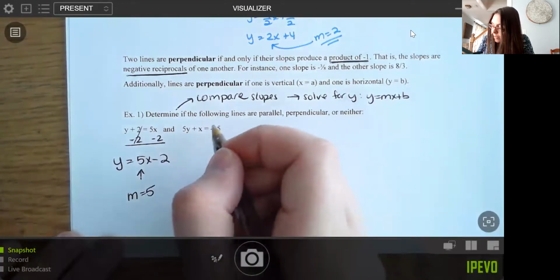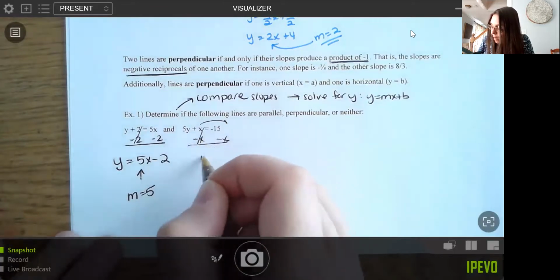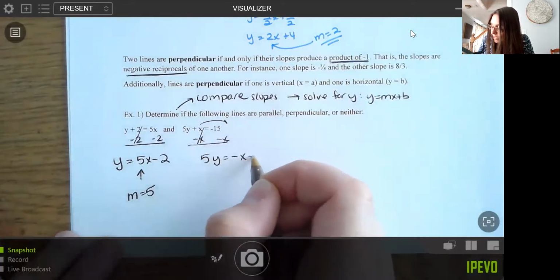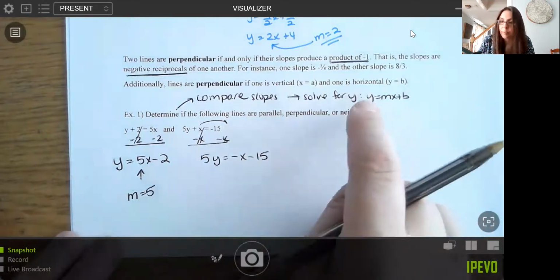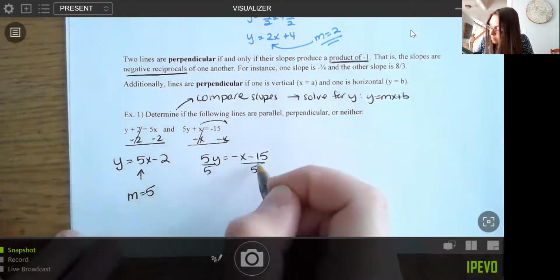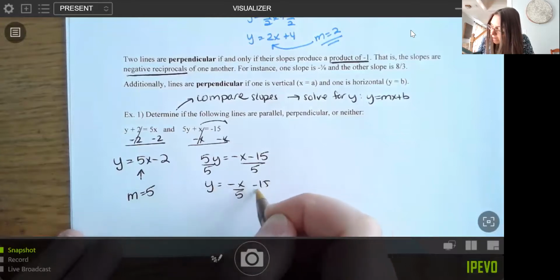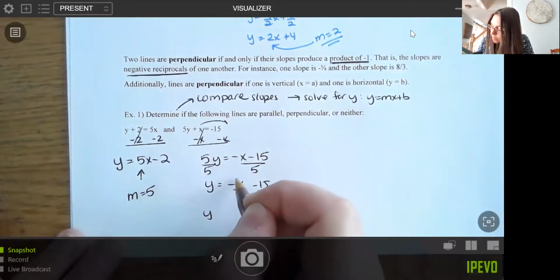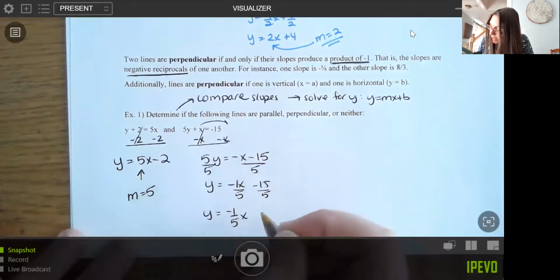For this one, I have to bring the x to the other side. I have 5y equals -x minus 15. I do like to leave my x's first just so I stay in that nice mx plus b order. Then I'm going to divide everything by 5. So y equals -x/5 minus 15/5. Now there is a 1 here, so I can also write this as -1/5 x and then minus 3.